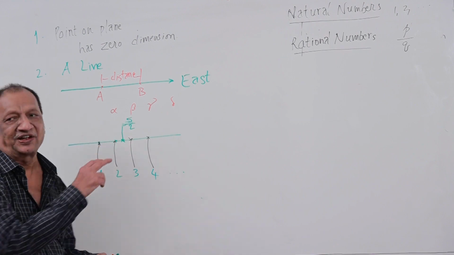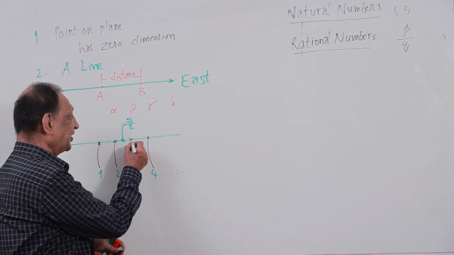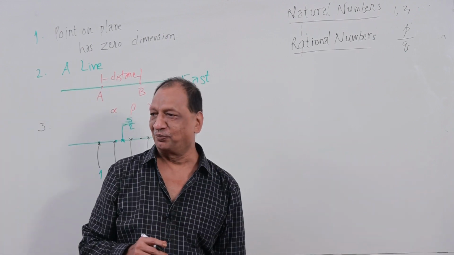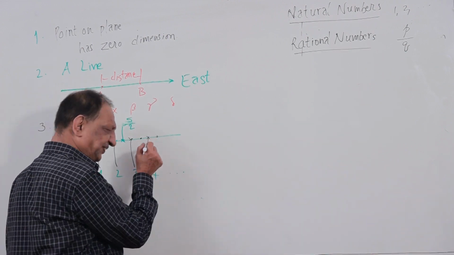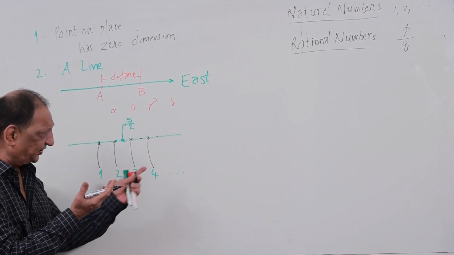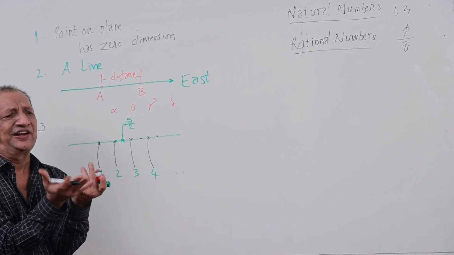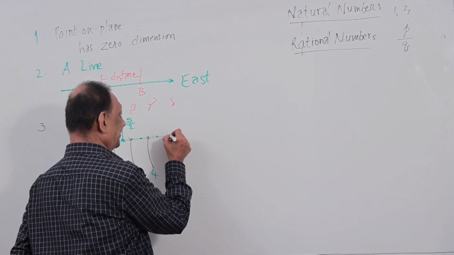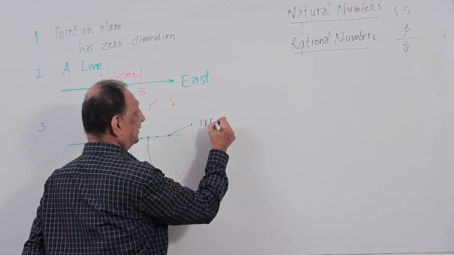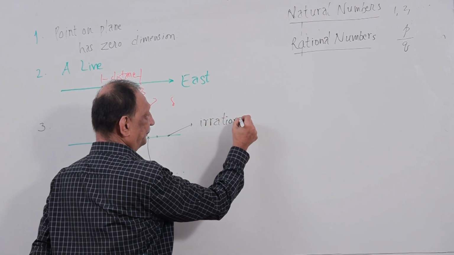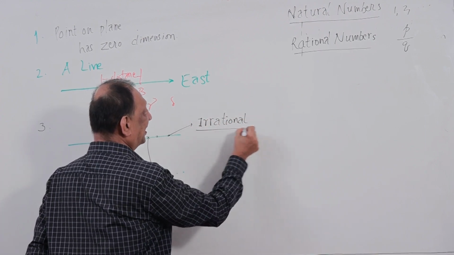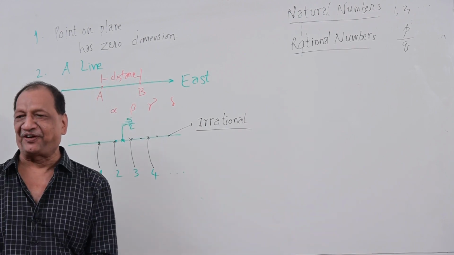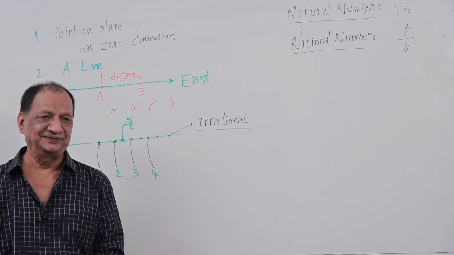Not all points are rational. No? So we get some points here which can never be expressed as a ratio of two numbers. Obviously they exist, they are there on the line. These numbers exist, but they are not rational. You understand? They cannot be expressed as a ratio, and those points are actually called irrational. Irrational numbers are numbers which cannot be expressed as a fraction. Okay?